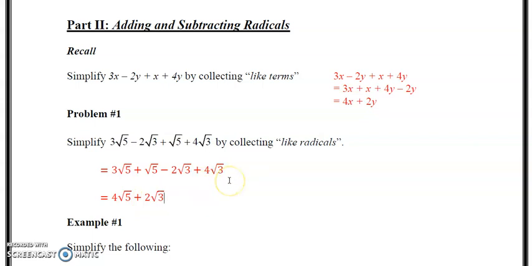So basically, it's done the exact same way as you learned how to collect like terms when you started learning about adding and subtracting variables that were different, right? So x and y, the x's come together, the y's come together. Same deal. Like radicals, the square root of 5's come together, and the square root of 3's come together. They have to be identical. There can be nothing different underneath the square root sign in order to add them together. Okay? They have to be identical.